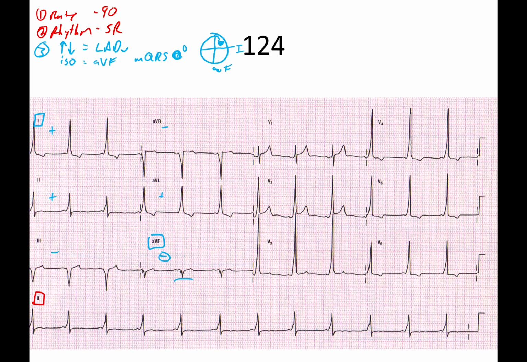And again, we're doing this so that we can be on the lookout for hemiblocks, left anterior hemiblock, things of that nature. All right, so finally, step 4, looking for pre-excitation. All right. So we'll start with the 2-lead because that's the most simple.